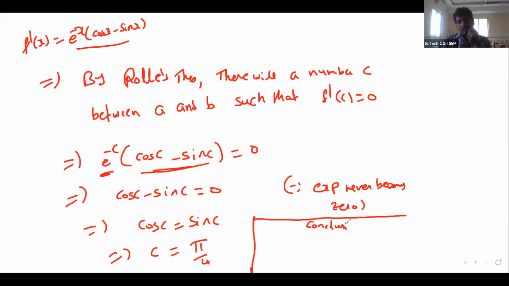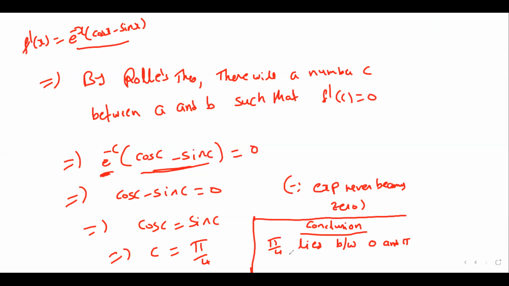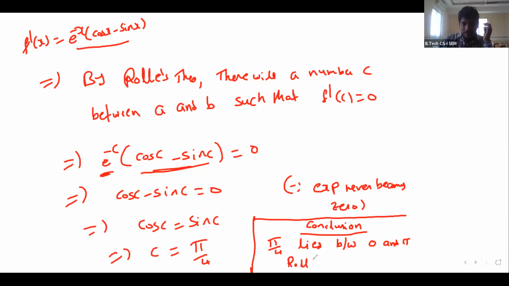Conclusion: pi by 4 lies between 0 and pi. Do you agree or not? 45 degrees lies between 0 and 180. Do you agree or not? Tell me. Therefore Rolle's theorem is satisfied. Finally, the c value falls between a and b. That is what Rolle's theorem expects. That has happened. Okay, please copy this, write quickly.